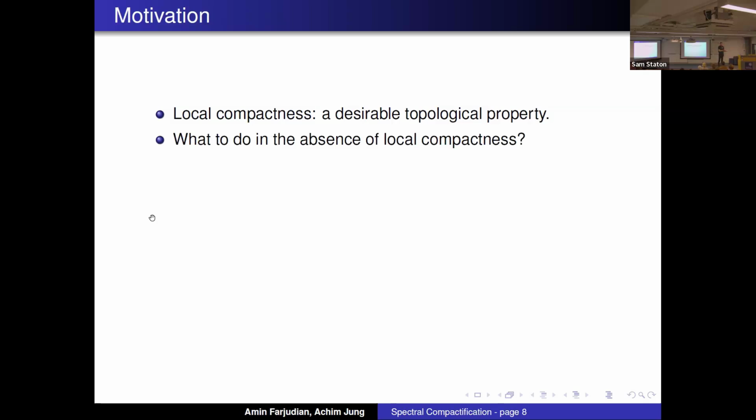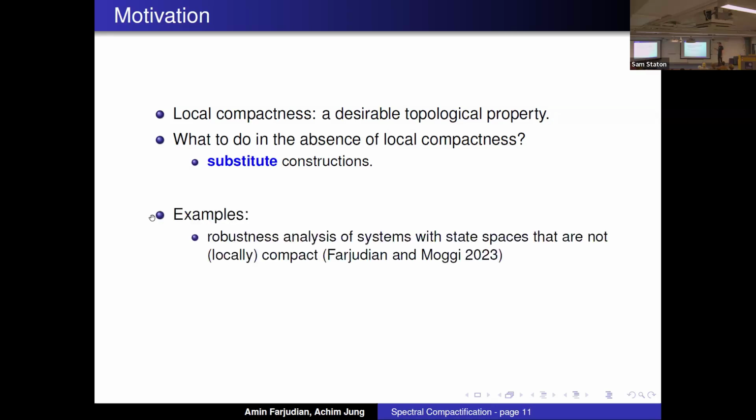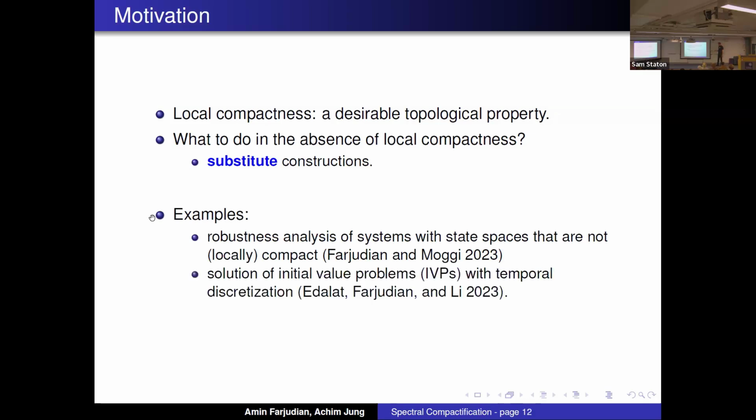In a way, well, nothing, because you don't get a domain. But we can, this is a very loose term, think about a substitute construction. Well, on the one hand, you've got a partial order, which is not a continuous domain. On the other hand, you construct the domain and make sure that these two are related, say, by an adjunction. But we will see that in more detail later on. This idea has already appeared in, for example, robustness analysis of systems with state spaces that are not locally compact. Another application is in solving initial value problems with temporal discretization, like Euler's method, Runge-Kutta.